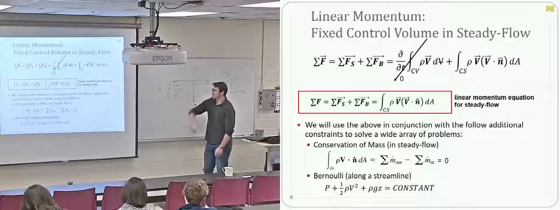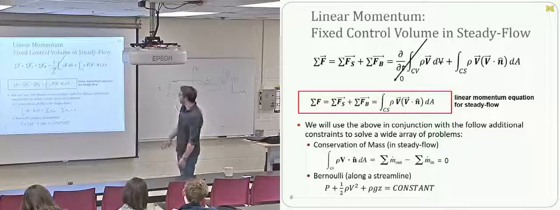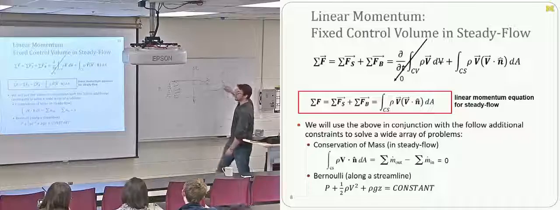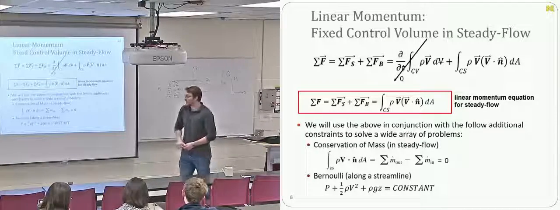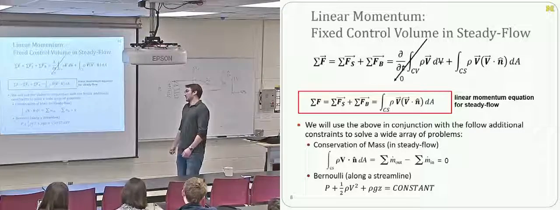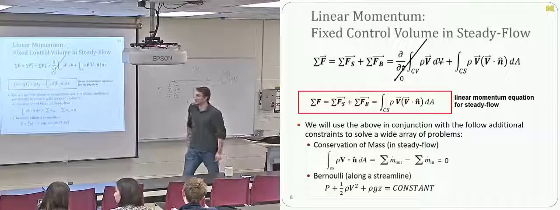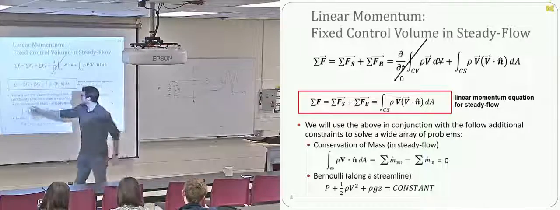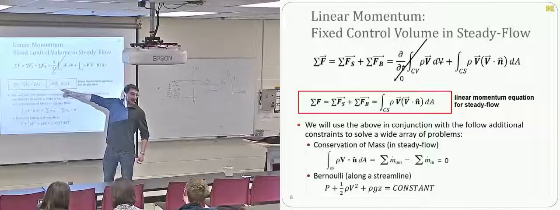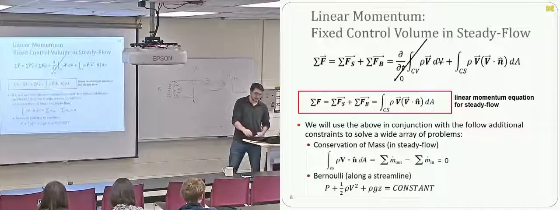So we could say, well, we got our P1 plus rho g z1 plus 1/2 rho V1 squared is equal to P2 plus 1/2 rho V2 squared plus rho g z2. And you could solve for the pressure here with the velocity that you calculated from conservation of mass, and then you can take those velocities, those pressures and everything, and plug them into all your pressure forces in your linear momentum equation, and you can learn everything, right?